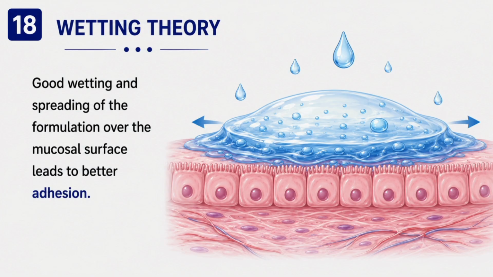Similarly, if a mucoadhesive formulation wets the mucosal surface effectively, a larger contact area may be established here. Greater intimate contact can support the adhesion. So the keywords for the wetting theory are spreadability and surface contact, right?